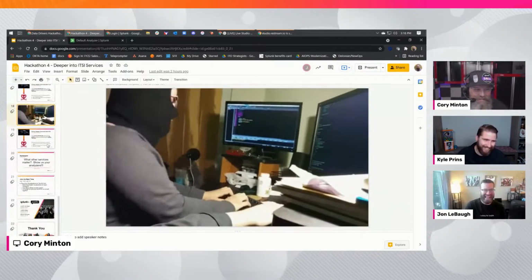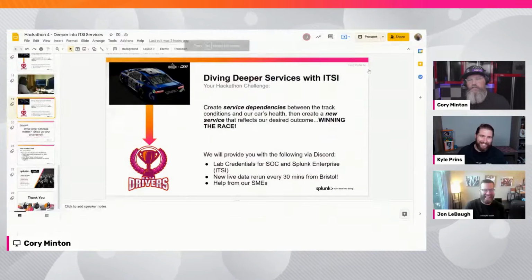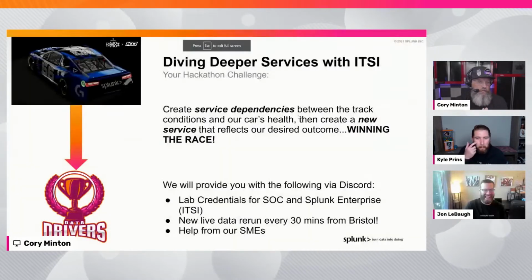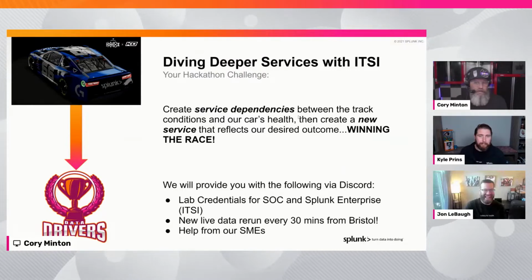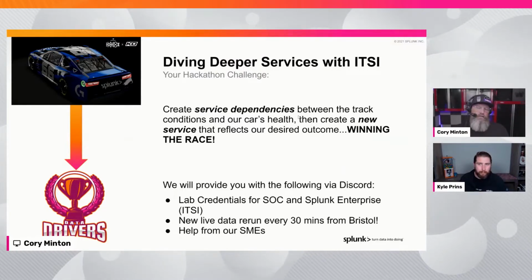Service templates, here we come. Okay, so let's do this. Let's look at this and let's recap. We created service dependencies between track conditions and our car's health, and then we created that new service that is absolutely tied to the business outcome we're trying to drive.